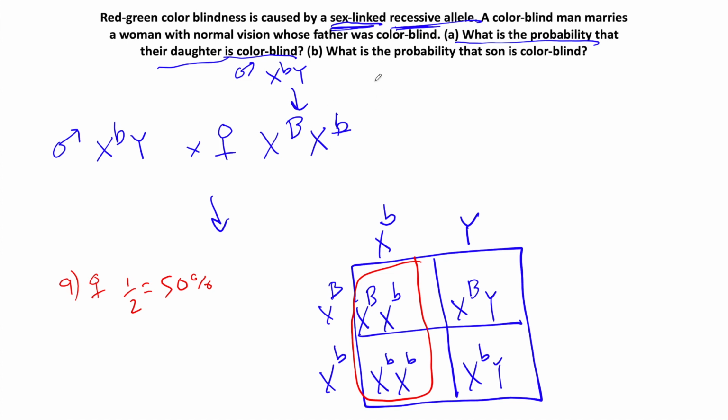Then the next question asks, what's the probability that the son is colorblind? Again, if you're only looking at the sons, do not look at the daughters. So the sons are the XYs. What's the chance that his son is colorblind? X big B Y, not colorblind. X little b Y, he is colorblind. So for question B, the chance that his son is colorblind is again 1/2 or 50%. And that's how you would solve that one.